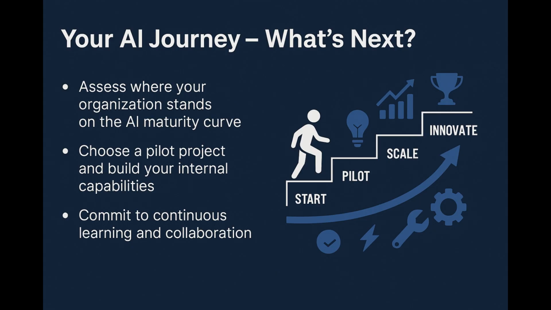Bring together the right stakeholders, OT, IT, data, and operations, and align them around a clear outcome. Most importantly, commit to continuous learning. AI is not a one-time project. It's a journey of testing, improving, and scaling. Every AI success story starts with one small step, a single use case, a focused team, and a willingness to learn. So take that step, because the future of industrial automation isn't just automated.